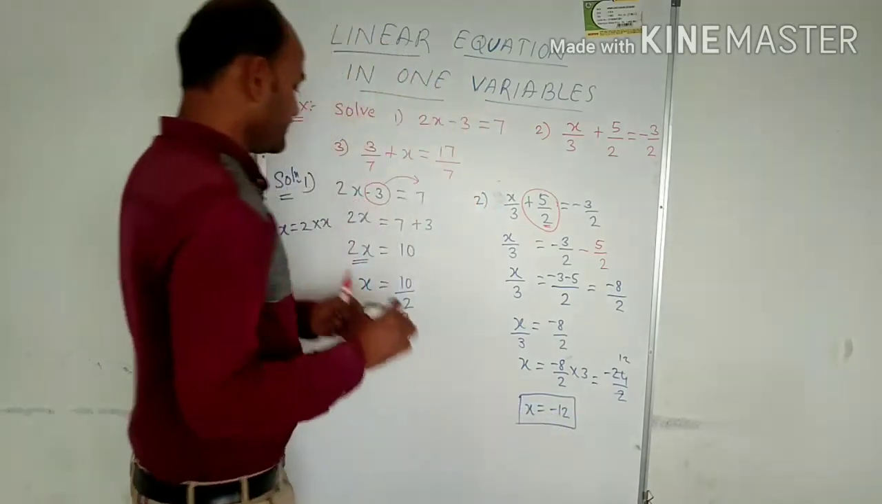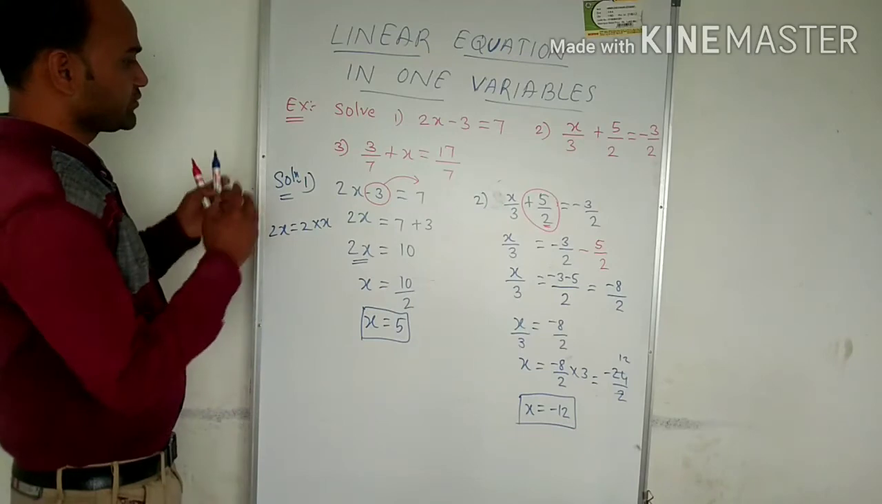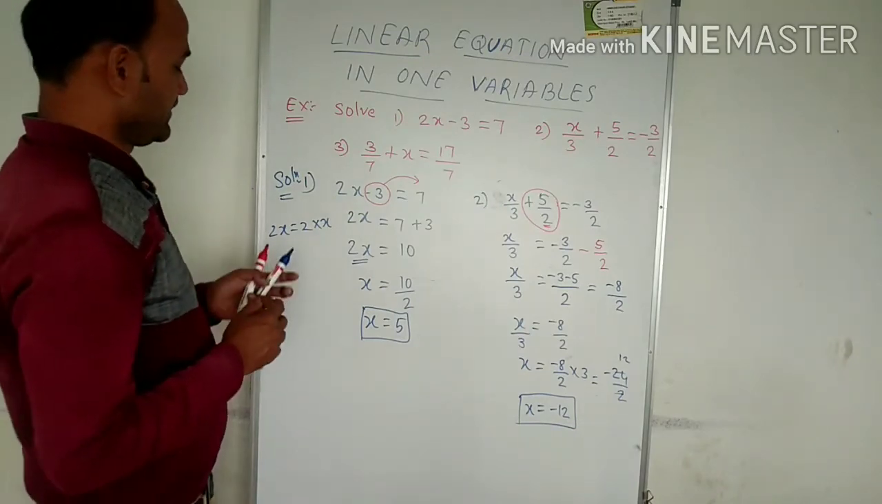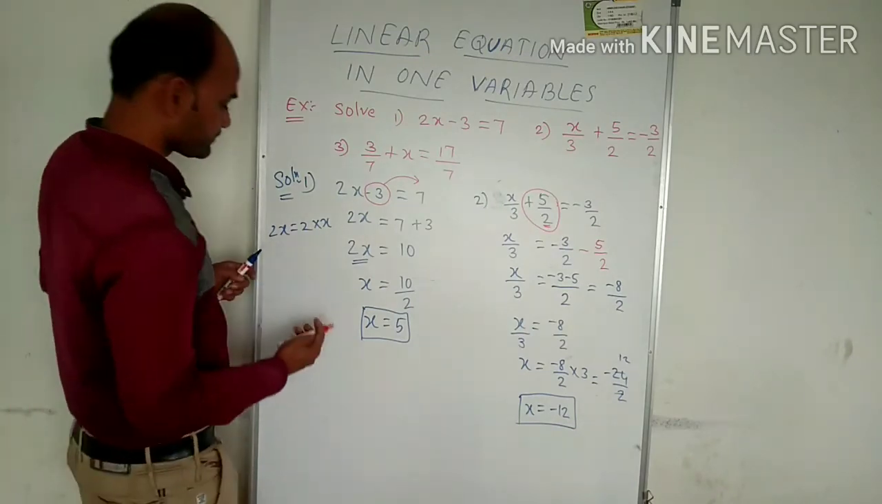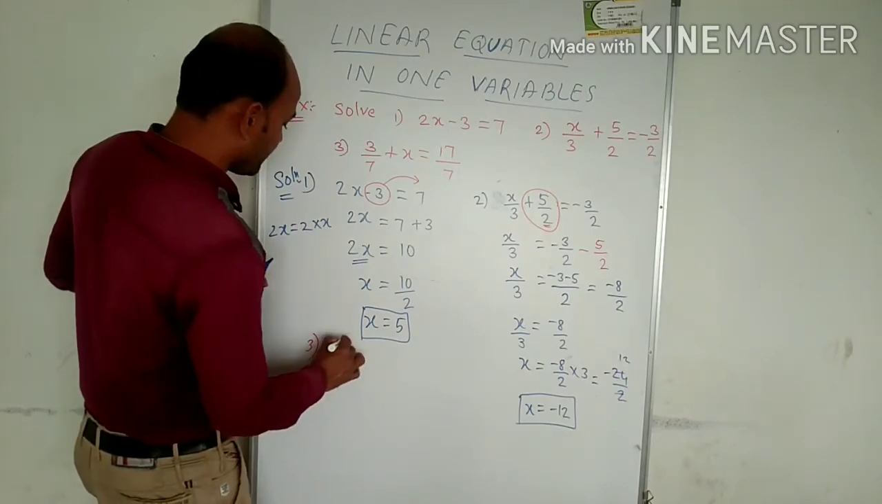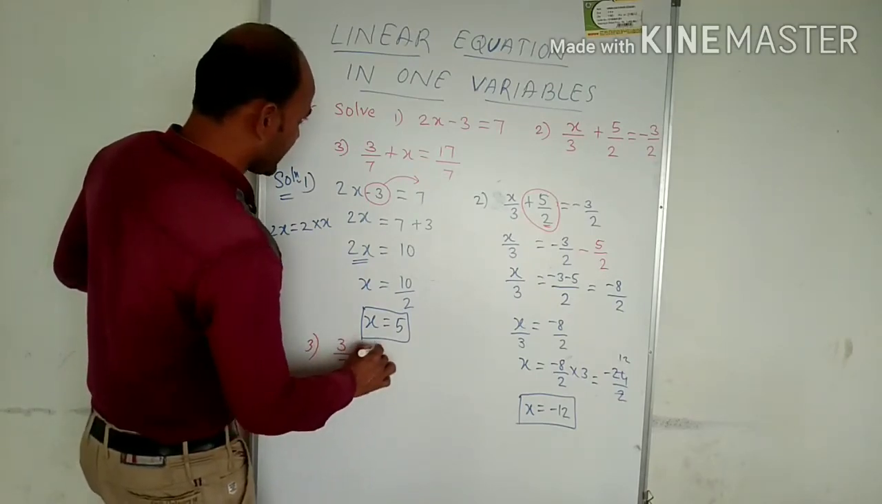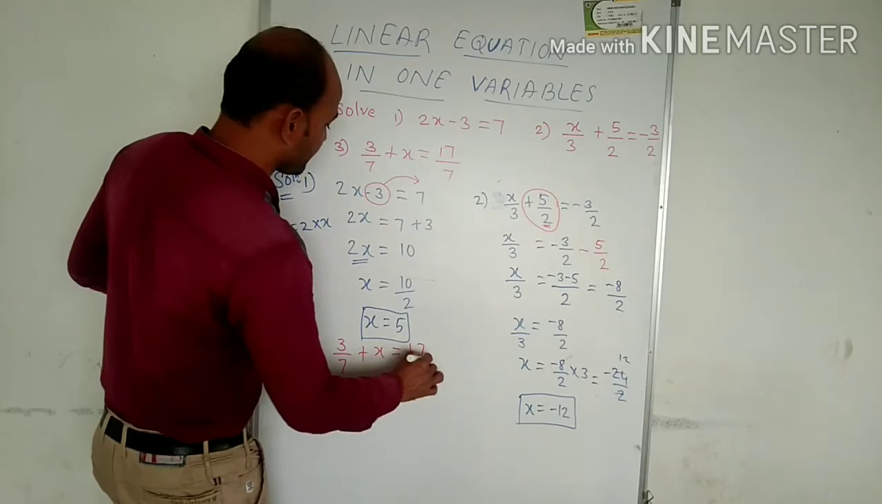Okay, so in this way we have to solve the next questions also. We can see here, 3 upon 7 plus x is equal to 17 upon 7.